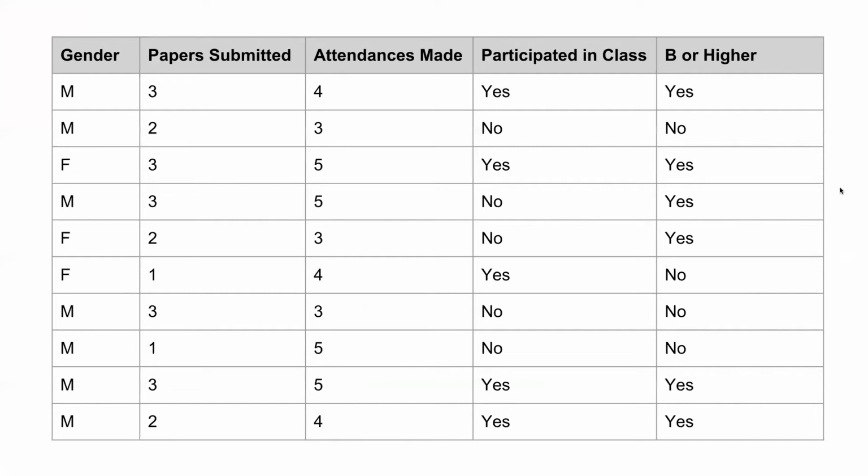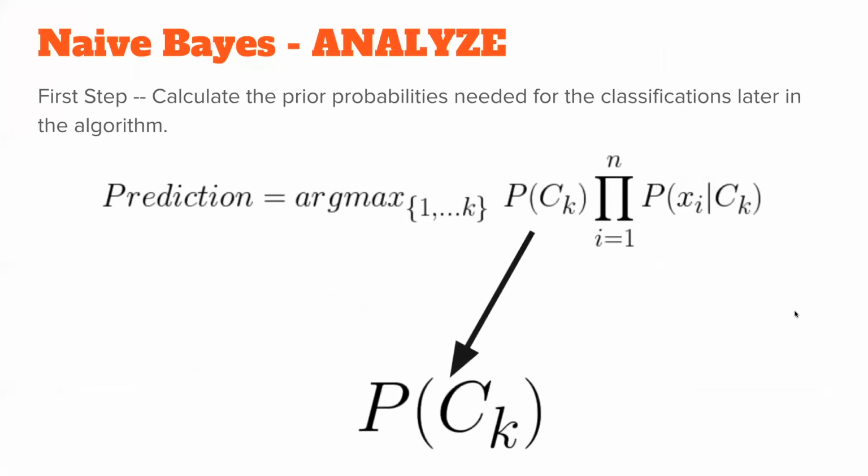In this case, we have features of gender, papers submitted, attendances made, whether or not they participated in class, and then here's your classifier, whether or not they got a B or higher. So we were wanting to predict whether or not these students received a B or higher in the class. The first step is just to calculate the prior probabilities needed for the classification layer in the algorithm.